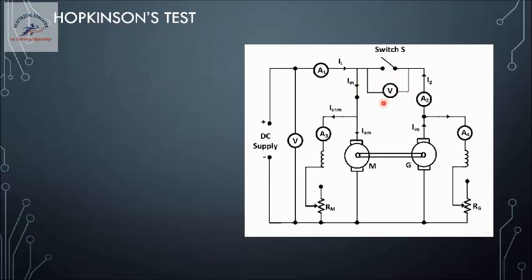Now if the potential of the motor is equal to the potential of the generator, then their potential difference should be 0. So by adjusting this generator field rheostat, if this voltmeter shows 0, it is safe for us to close this switch. Once we close this switch, both machines will be connected mechanically as well as electrically. This is called regenerative because it is drawing some amount of current from the supply.